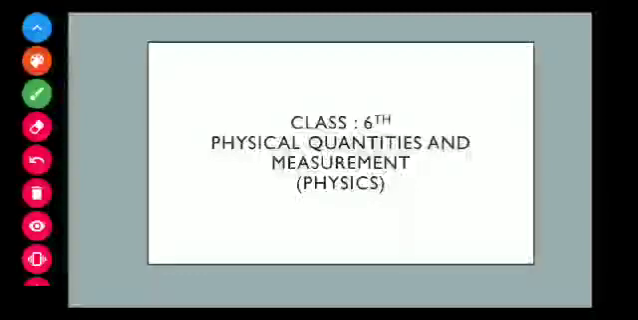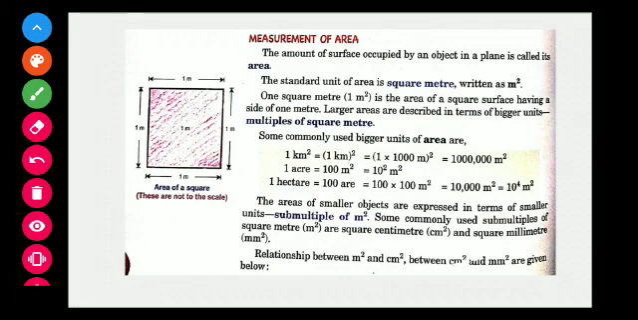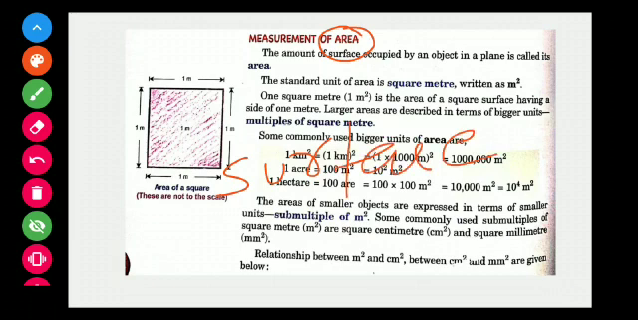Good morning students. In the previous lecture we studied length, and in this lecture we will study the measurement of area. Now, what is area? Area is the surface occupied by an object in a plane.